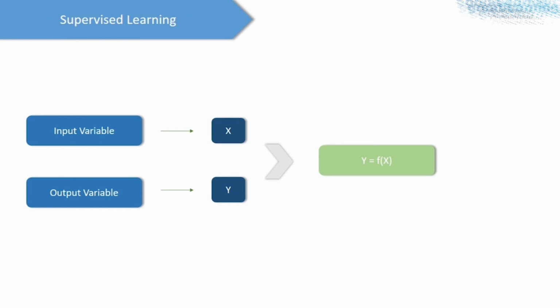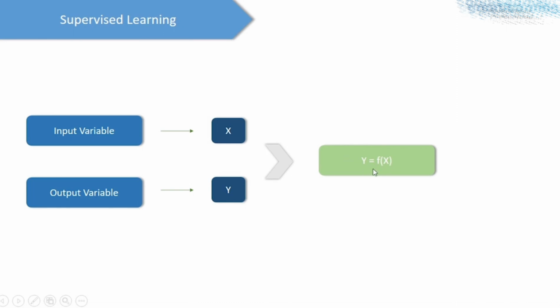So in supervised learning, we will have an input variable and an output variable. The input variable is denoted with X and the output variable is denoted with Y, and we try to determine how does Y vary with X, or how is Y dependent on X.